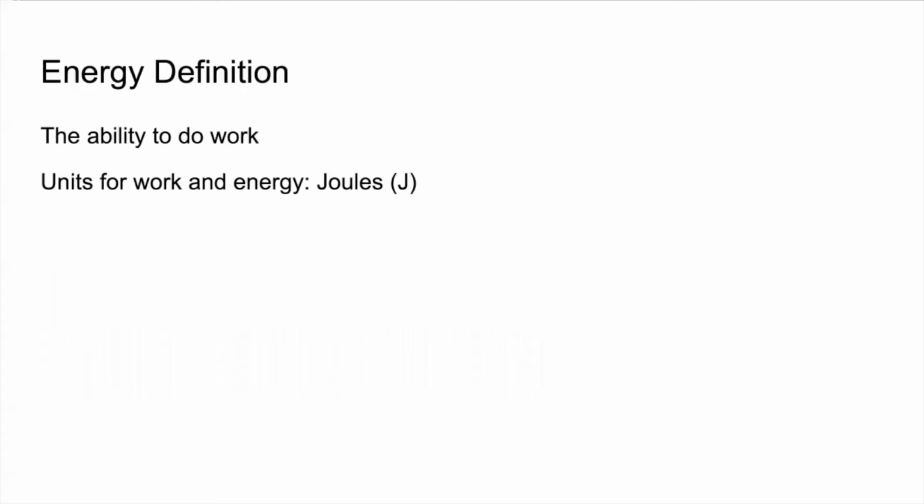Energy is the ability to do work. So, for example, an object that is moving has kinetic energy. If it collides with another object, then it can do work on that other object by applying a force over a distance. The units for work and energy are joules.